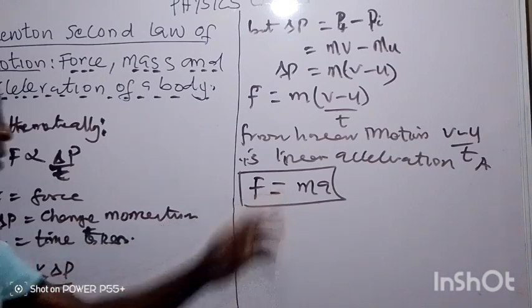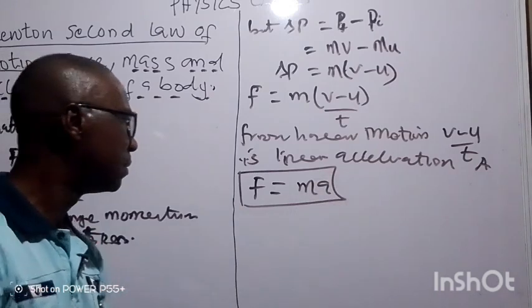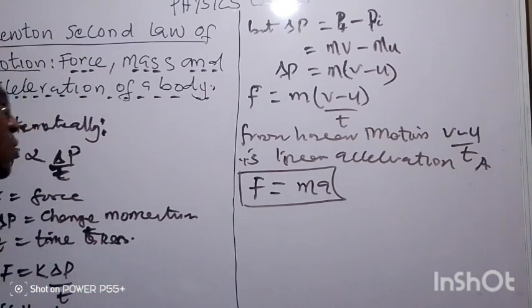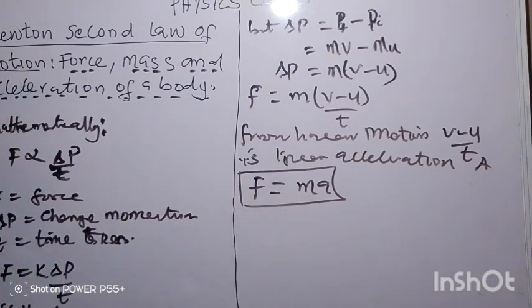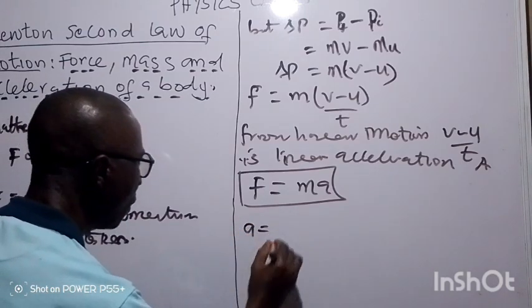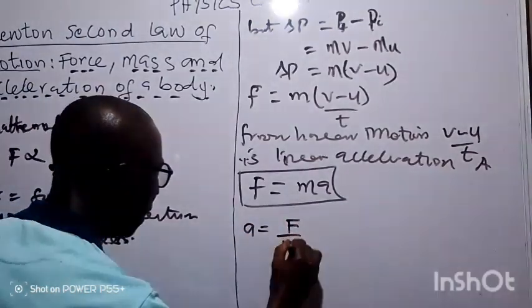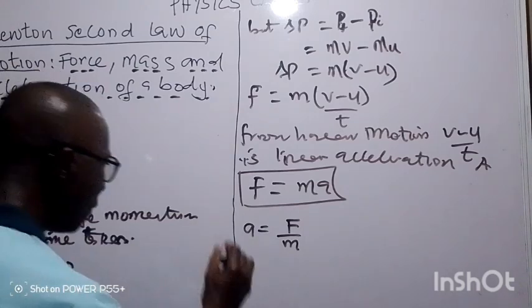Now from this equation, we can say that the acceleration of a body is directly proportional to the force applied to the body. At the same time, the acceleration is inversely proportional to the mass of the body. What I will say in essence is that a will be equal to F over m.